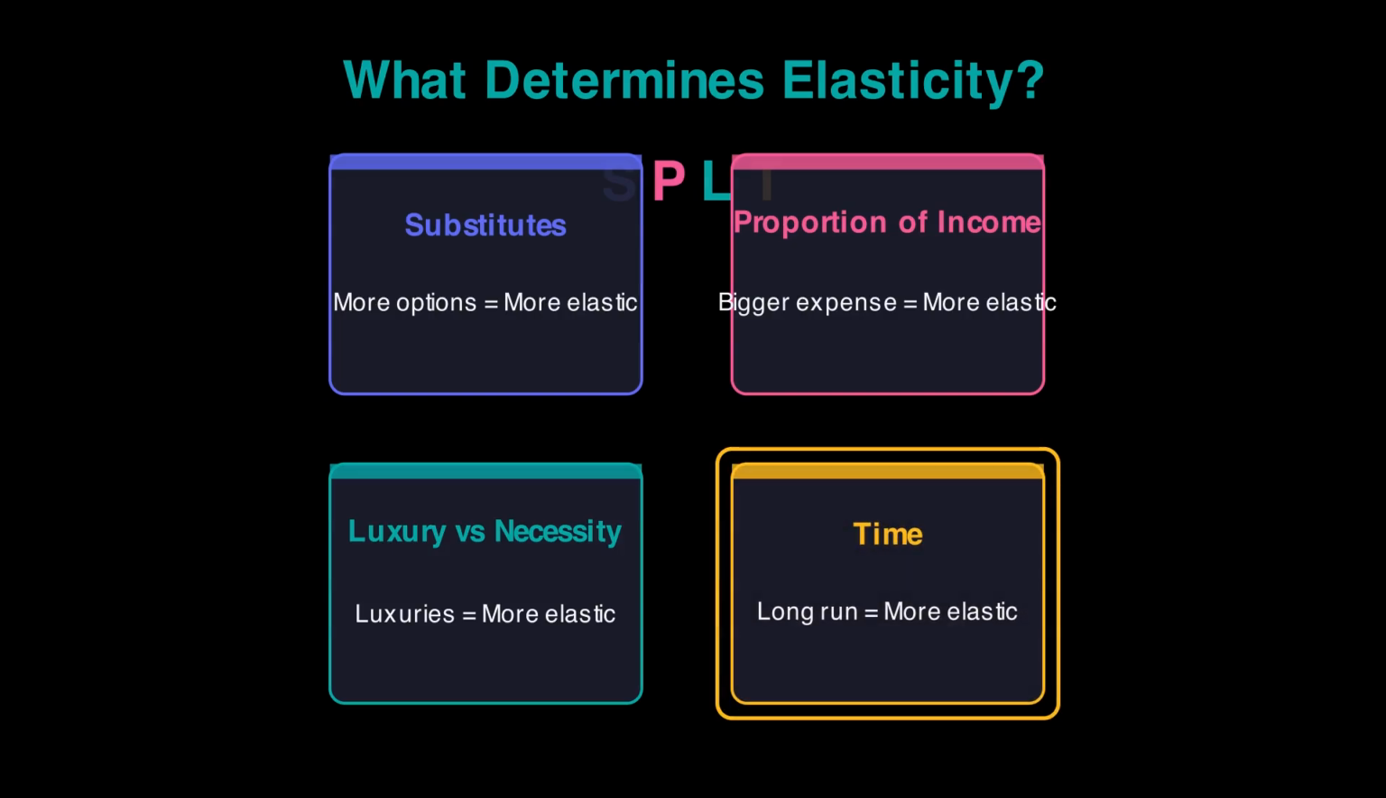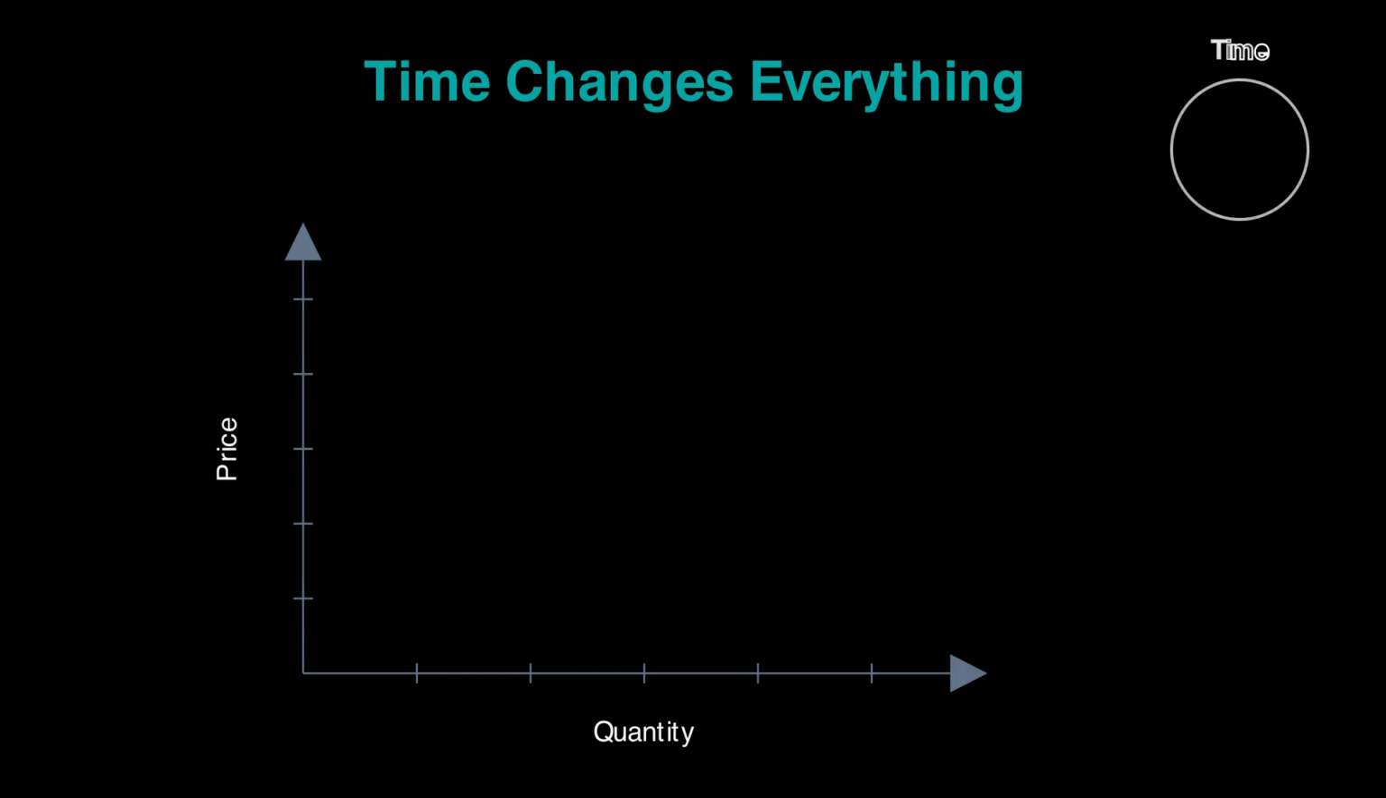T is for time. This is crucial. Time changes everything. In the short run, demand is often inelastic because we are creatures of habit and stuck in contracts. If gas prices spike today, you still have to drive to work tomorrow. You pay the price. But give it a year, you might buy a hybrid car, move closer to the office, or start carpooling. In the long run, demand always becomes more elastic because people have time to find alternatives and change their behavior. Watch as this steep curve flattens over time.